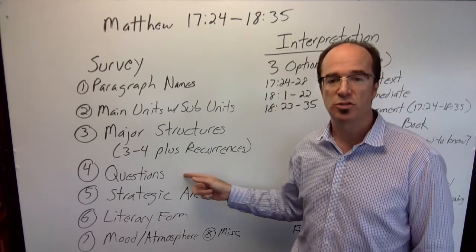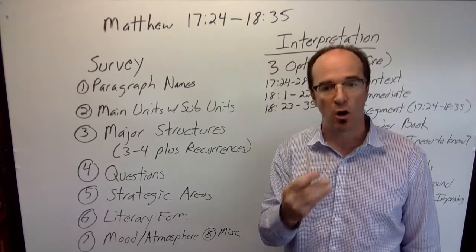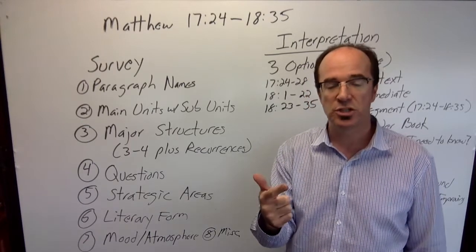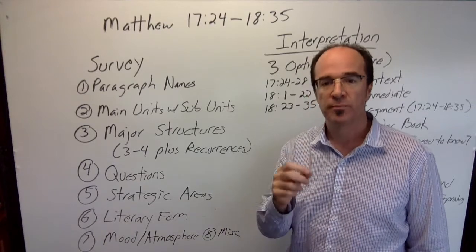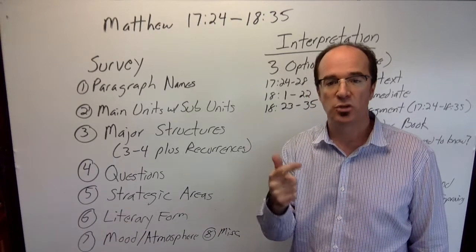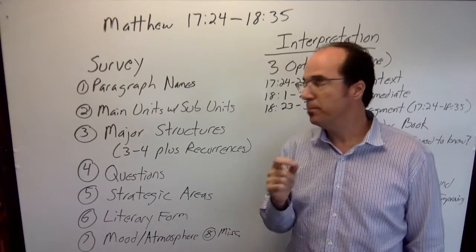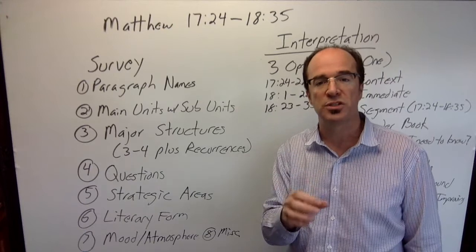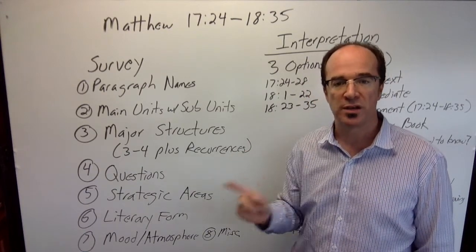Again, for each major structure that you find, ask a set of questions that includes all 3 types of questions. Remember, you want to ask definitional, rational, and the implicational or the so what question. Definitional, rational, implicational. List a strategic area that best represents each of the structures. The strategic area are the couple of verses that best represents each of the structures that you find.